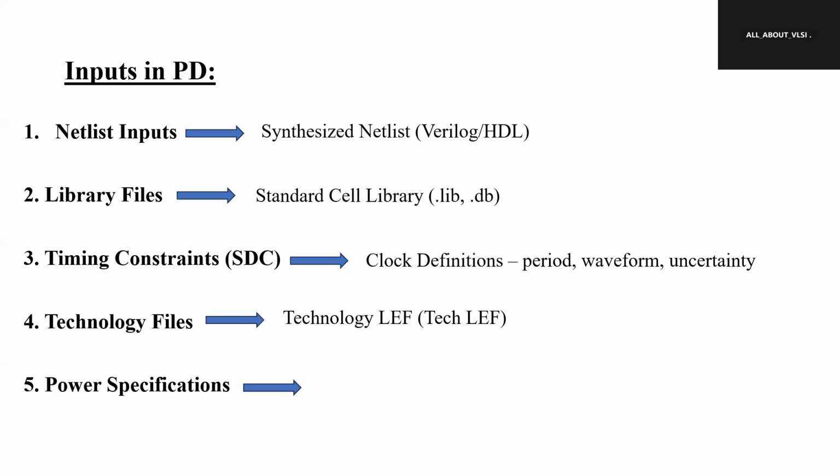Don't panic, I'll discuss all the things in detail in further classes: what is meant by retention cells, isolation cells, all these things. So in the power specifications file, it consists of power intent information. It is denoted with UPF, Unified Power Format. Okay, UPF file.